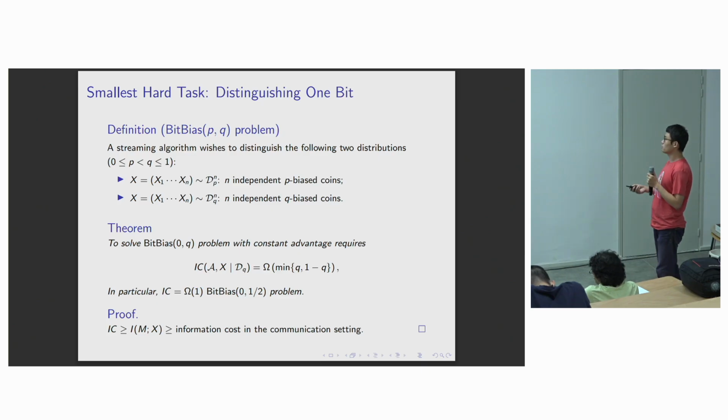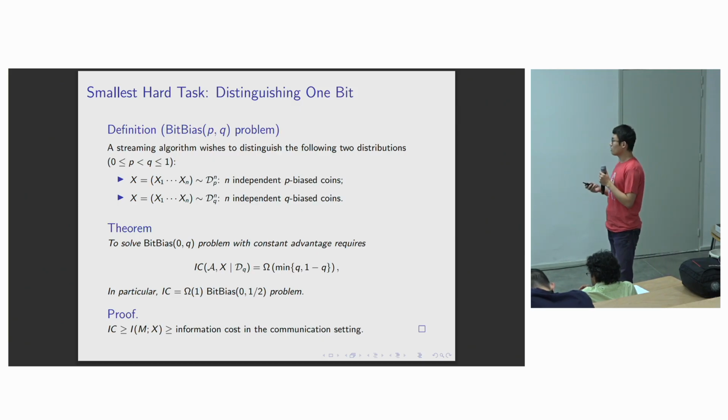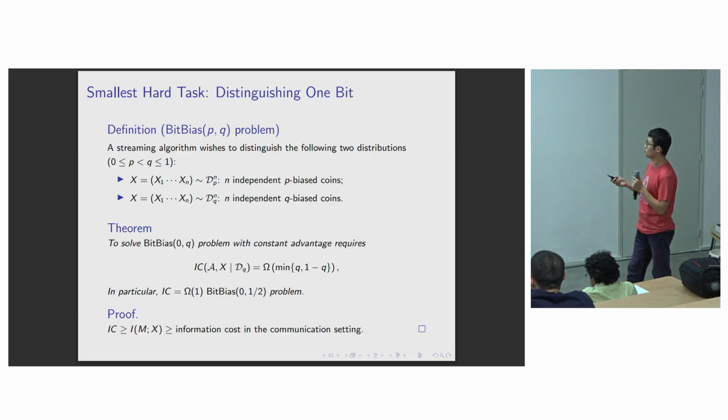Next, we will talk about our smallest hard task, namely the bit bias problem. Recall that in the bit bias problem, we want to distinguish whether a stream of IID coins are p-biased coins or q-biased coins. We first focus on the special case when p equals 0. Here we prove that the IC is at least min(q, 1-q).